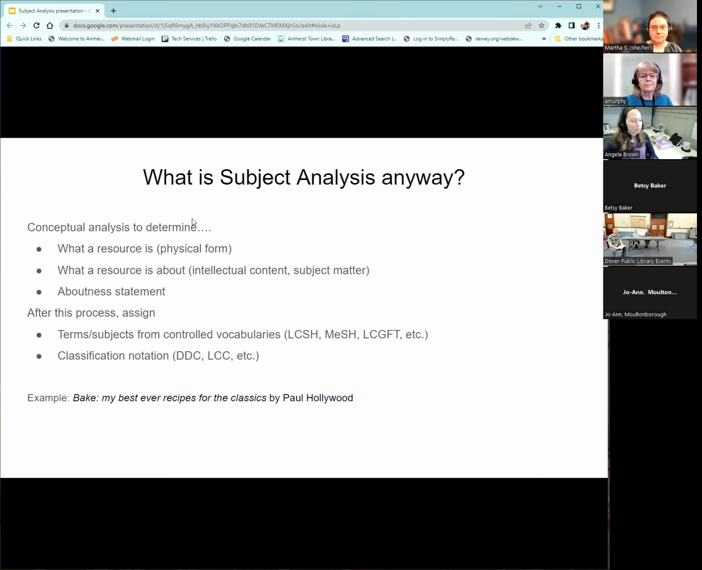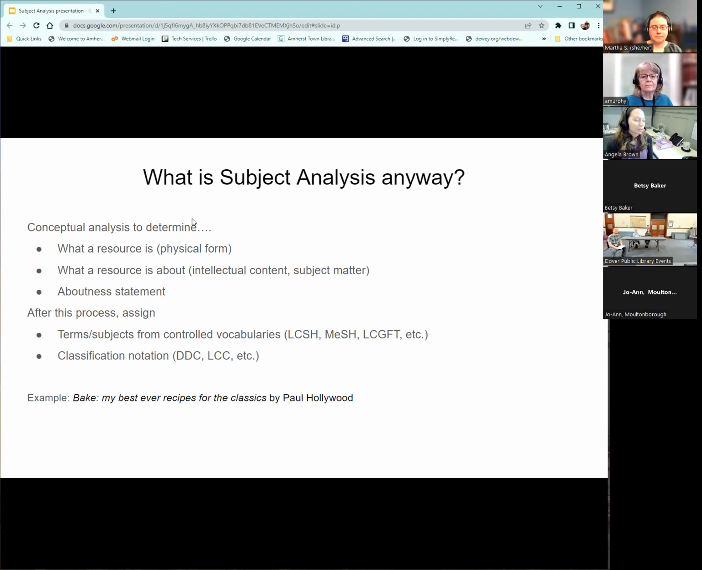And from this, we can then move on to applying or assigning terms and subjects from a controlled vocabulary, such as Library of Congress subject headings, and classification notations, such as from the Dewey Decimal System.